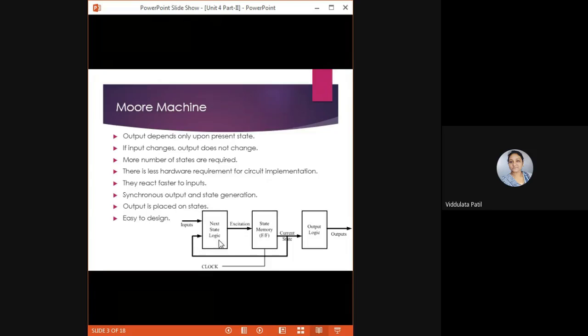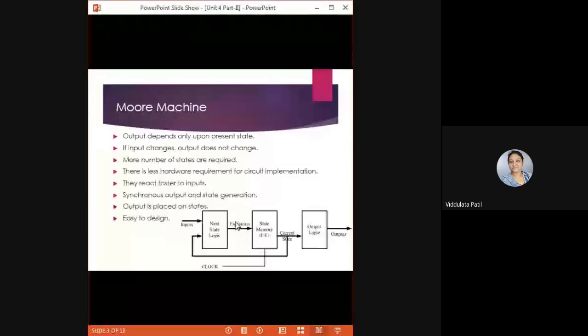After that, it gives the excitation to the state memory. That means it is actually a flip flop in that machine, and then the current state will get decided. So the output logic, whatever output we are getting, depends on this current state only. That is called a Moore machine. So if input changes, the output does not change directly. Depending on the input, it will change the current state, and then the output will depend on that state only.